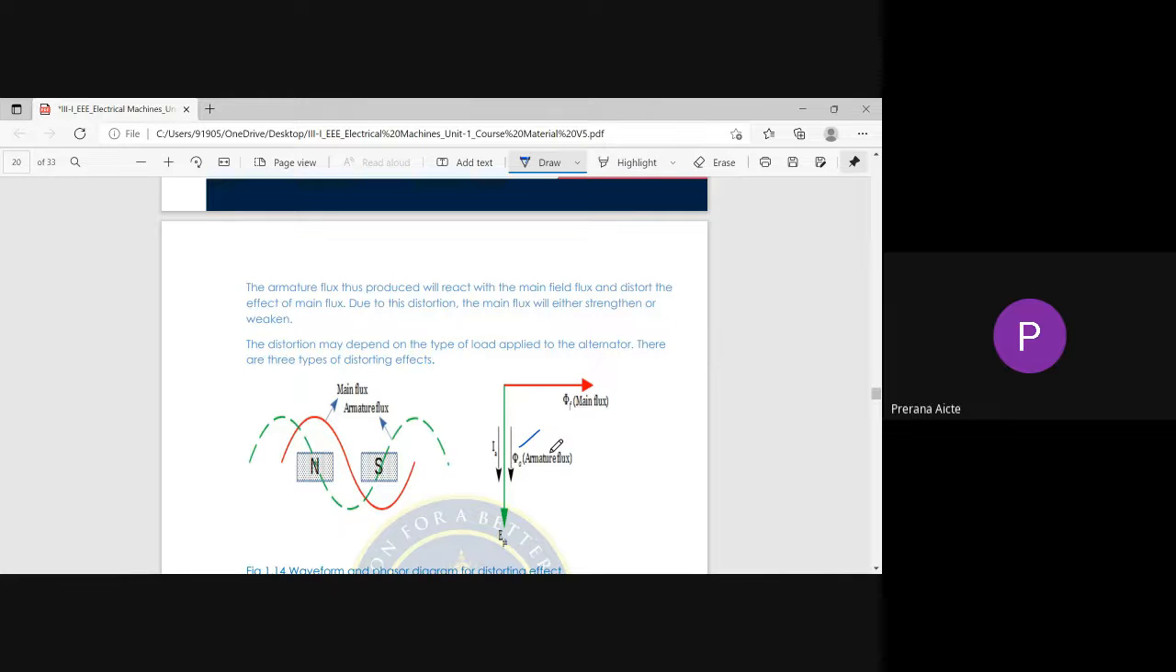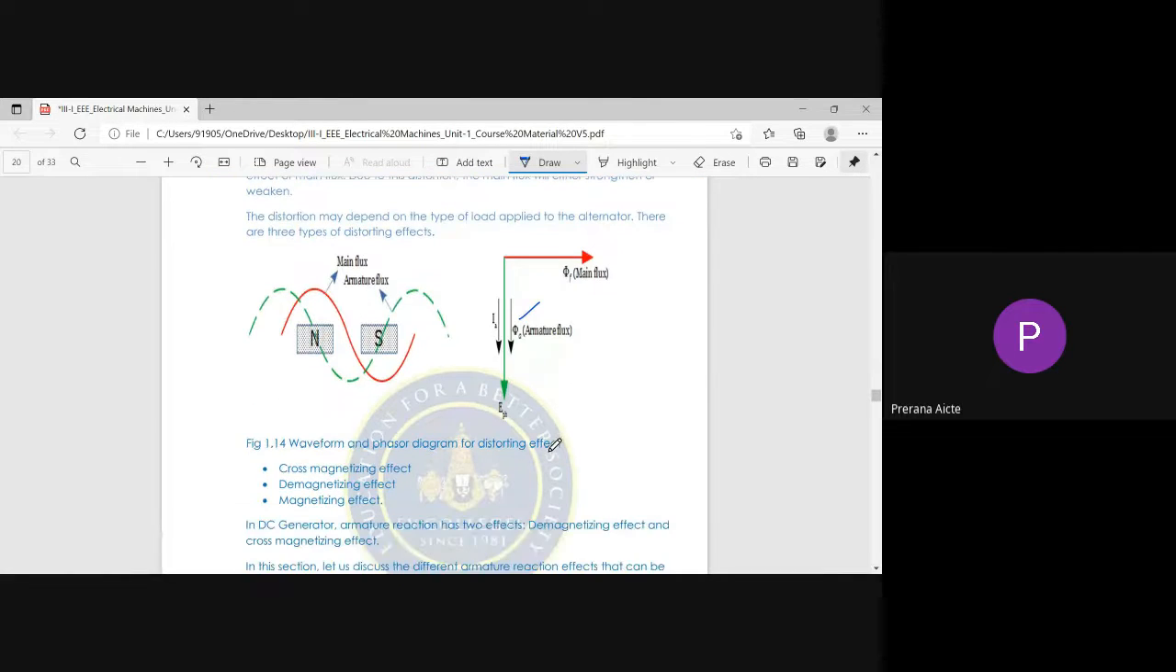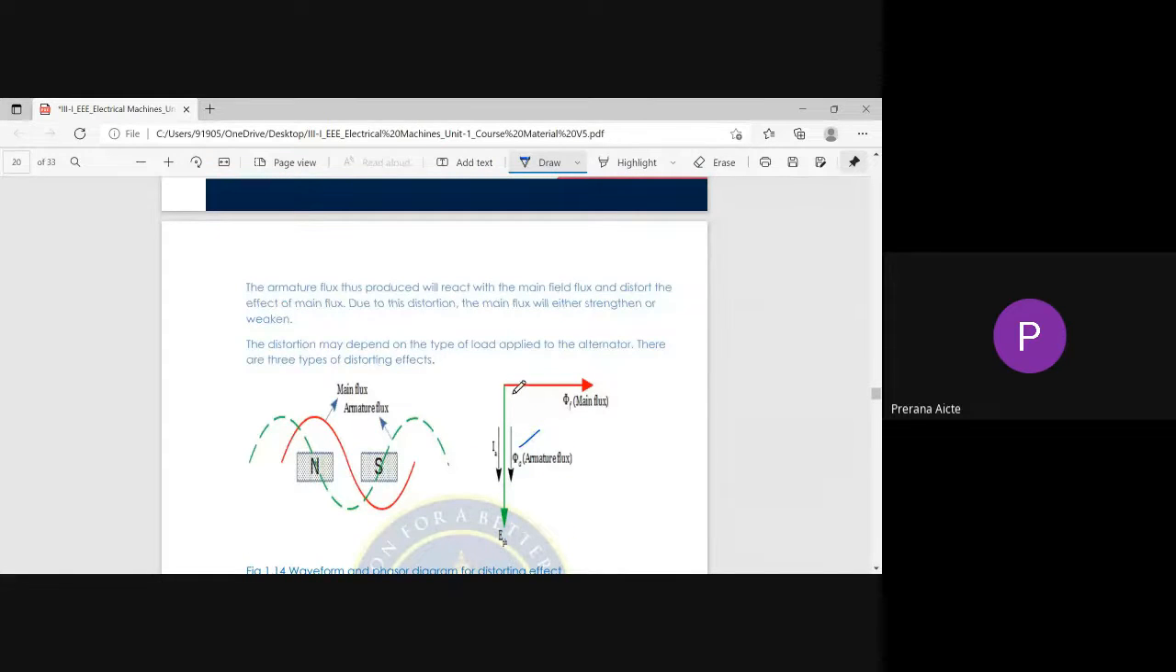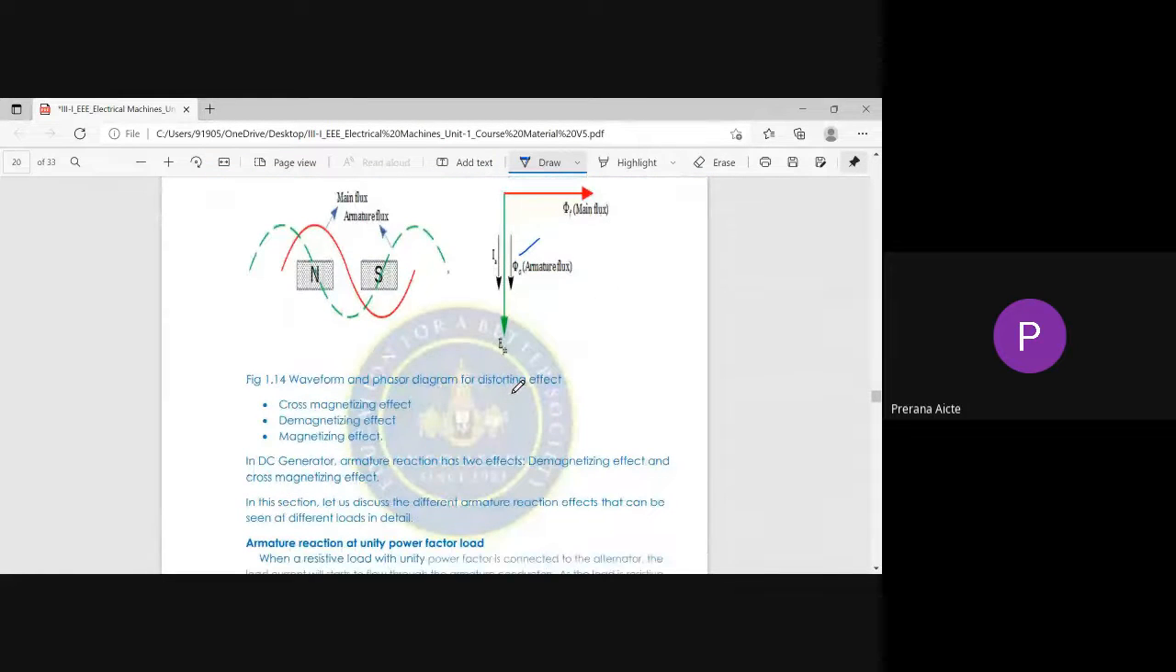So here, when we connect loads, based on the type of the load, armature reaction takes place. If the type of load is resistive, there will be a cross magnetization effect. If the load is inductive, there is a demagnetization effect. If the load is capacitive, there is a magnetization effect. These are the effects of armature reaction: cross magnetization, demagnetization, and magnetization effect.